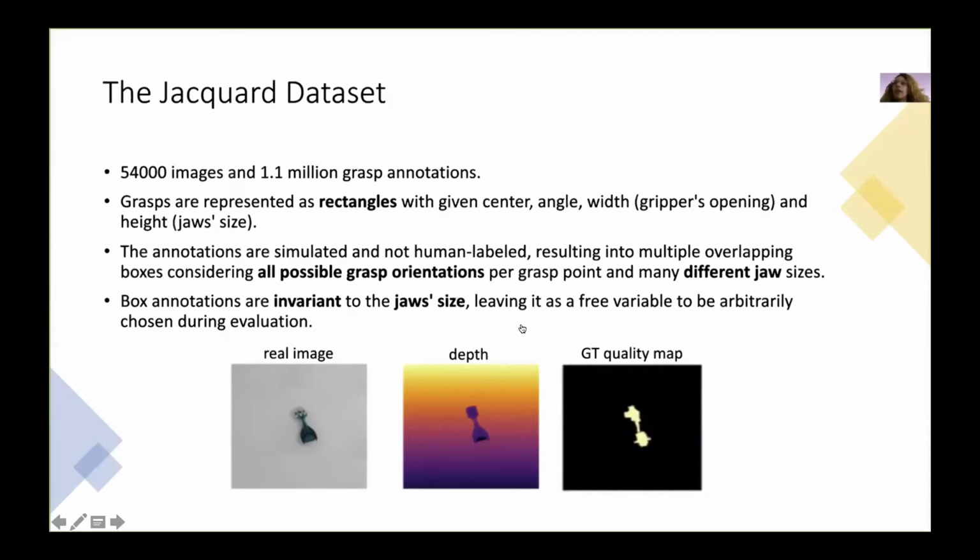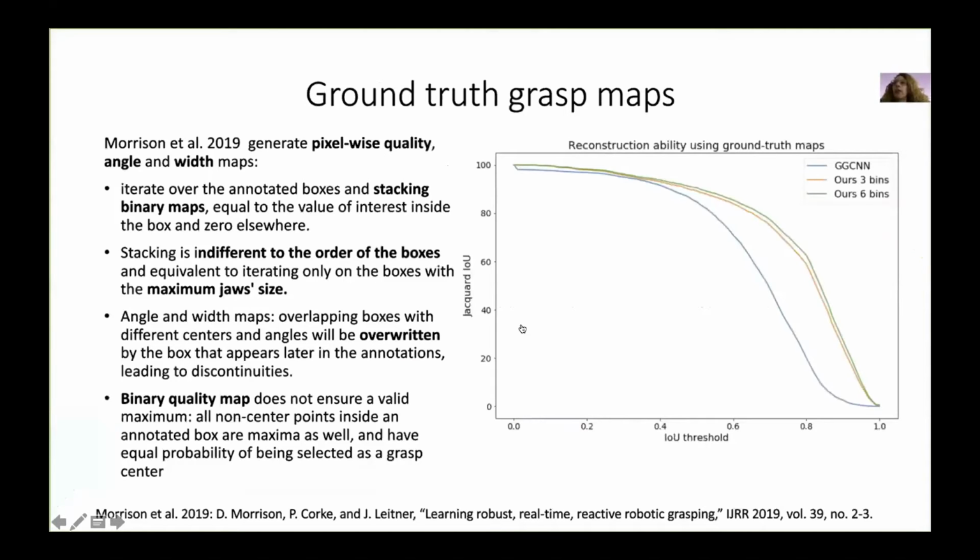Morrison et al. created ground truth maps by creating pixel-wise quality, angle, and width maps by iterating over the annotated boxes and stacking binary maps. This stacking is indifferent of the order of the boxes and finally considers only maximum jaw sizes. For the angle and width maps, the annotations are overwritten by the box that appears later in the annotations.